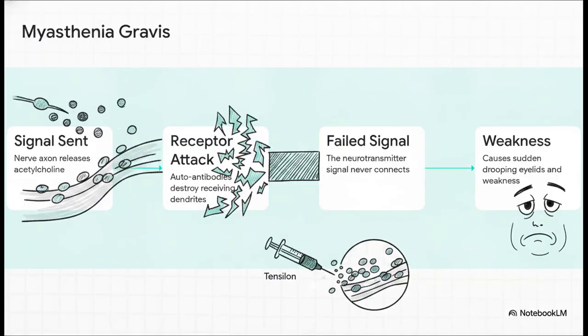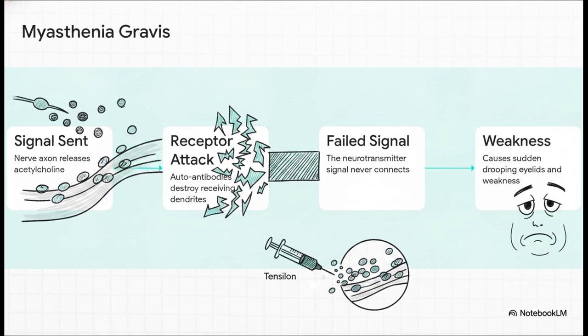Now let's look at the mechanism behind myasthenia gravis. It is a devastating blockade right at the neuromuscular junction. Normally, a nerve releases a neurotransmitter called acetylcholine to tell a muscle to fire. But here, autoantibodies literally eat the receptors on the receiving dendrite, so the signal never connects. This presents with sudden stroke-like symptoms such as drooping eyelids and trouble chewing.